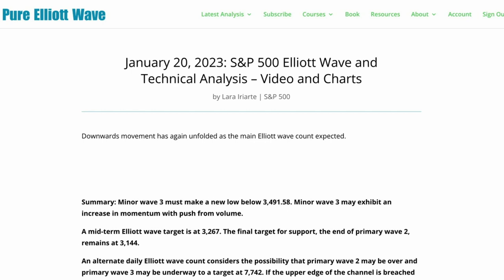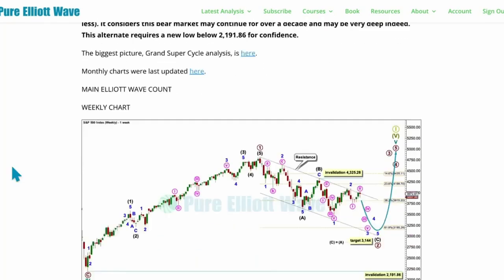The bearish wave count expects a third wave down to show an increase in downward momentum and make a new low below 3491.58. A midterm target is 3267. The final target for primary 2 remains the same at 3144. The alternate bullish wave count considers the possibility that primary 2 may be over and primary 3 may be in its early stages, its target 7742. If that wave count is correct, we're still relatively early within that new bullish run.